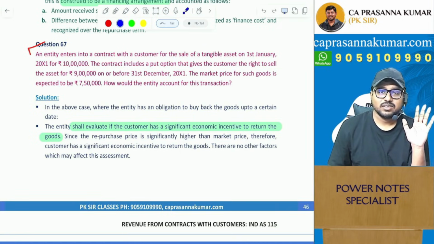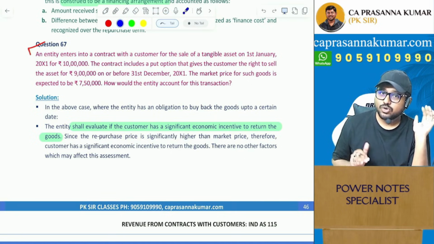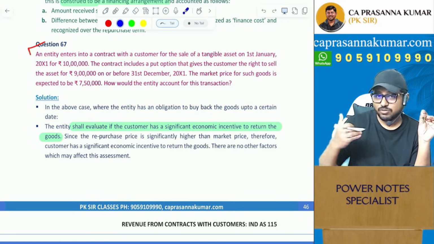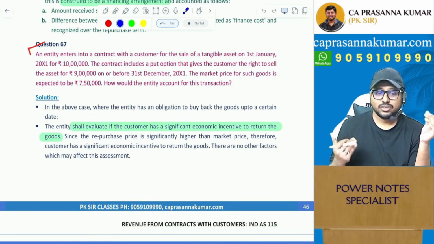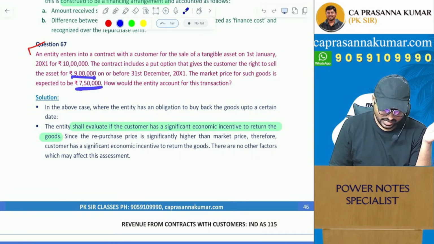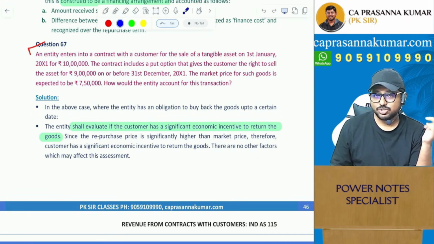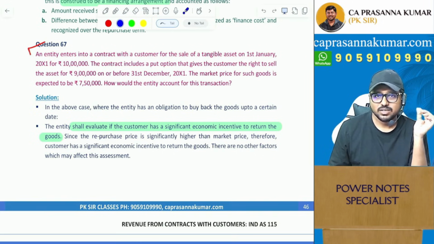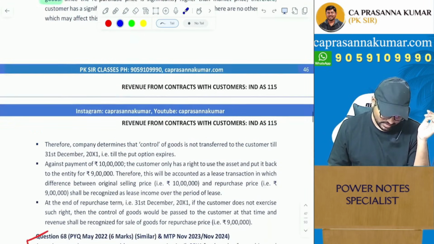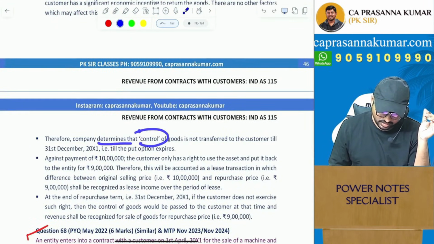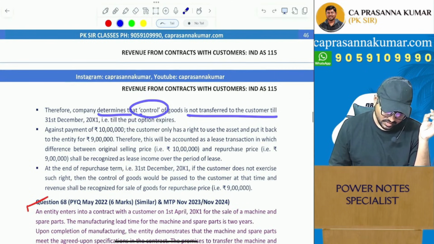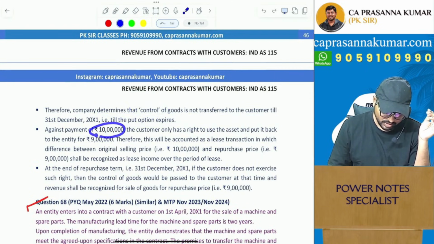If he returns, then definitely you have to get it back. In the sense you have to buy it back, at 9 lakhs, which is less than 10 lakhs, at which you sold it initially. Therefore, it's a leasing arrangement, and you will pass leasing arrangement entries. The company determines the control of the goods is not transferred till the put option exercises. Against payment of 10 lakhs, bank account debit, the customer only has the right to use the asset and put it back to the entity. Therefore, it will be accounted as a lease transaction.